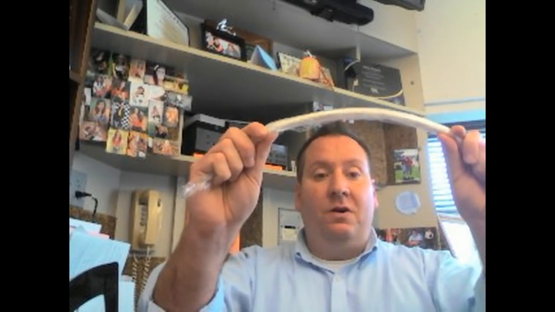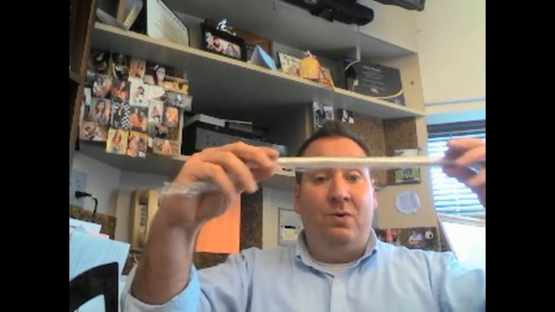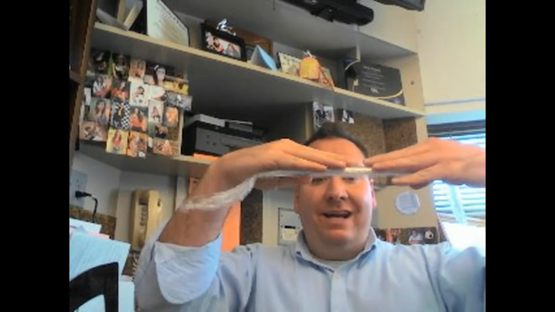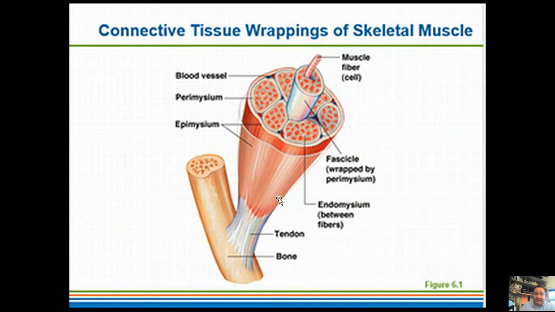Now remember, skeletal muscle pulls on bone. So this whole structure is going to pull on bone. When these muscle fibers contract, they get shorter. So when you contract, you get shorter, and this structure is going to actually end up pulling on actual bone itself.